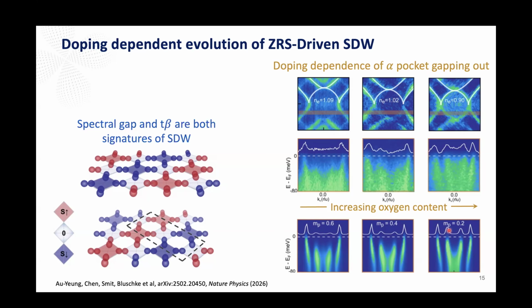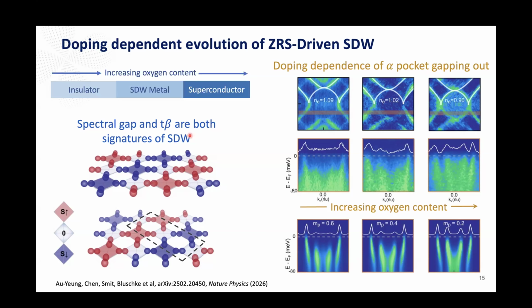So here, hopefully I show you that both the spectral gap opening and the T beta band are signatures of the spin density wave. But more importantly, we make a connection that as a function of doping, the spin density wave is being suppressed. And as all the literature right now shows that oxygen is very important in terms of superconductivity, then maybe when we have more and more oxygen content, this is where superconductivity will emerge from the material.